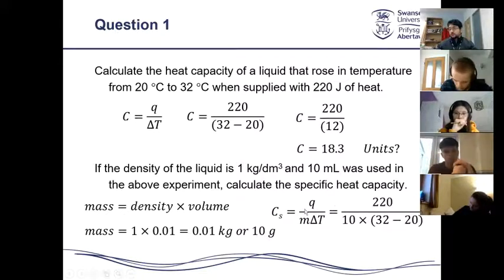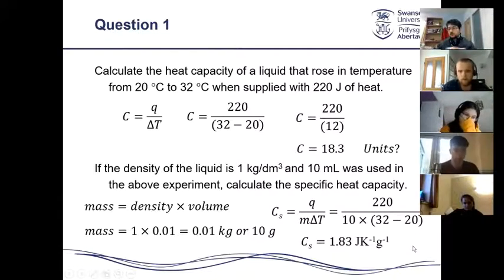And just to carry this through to show how we would do this sort of neatly and tidily, just plugging these numbers in, you can see the specific heat capacity of this liquid is then equal to 220 divided by 10, so 10 grams, multiplied by the temperature difference, which would then be equal to 1.83 joules per gram per Kelvin.